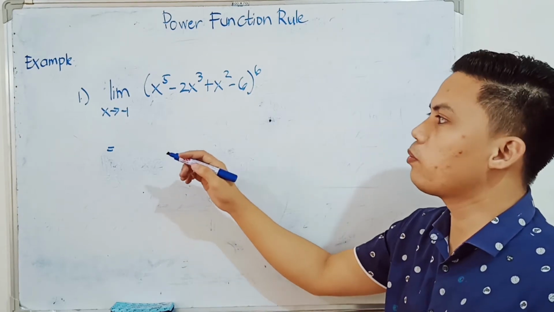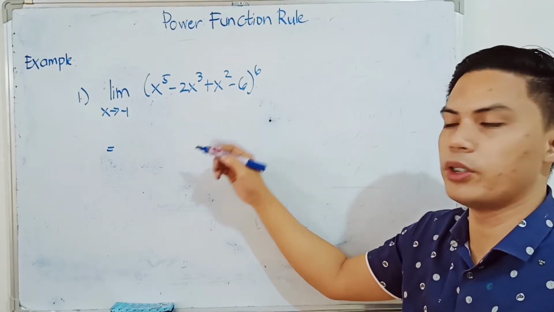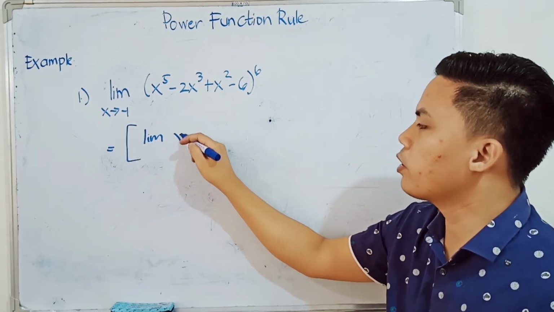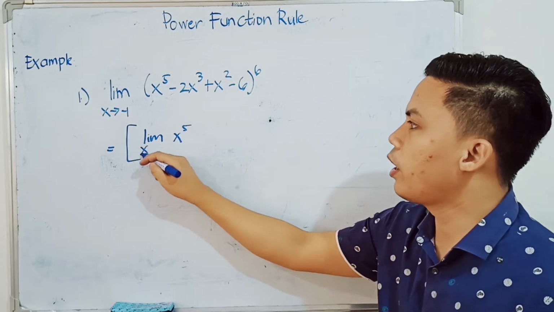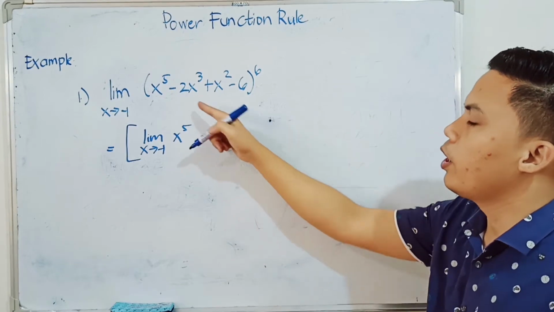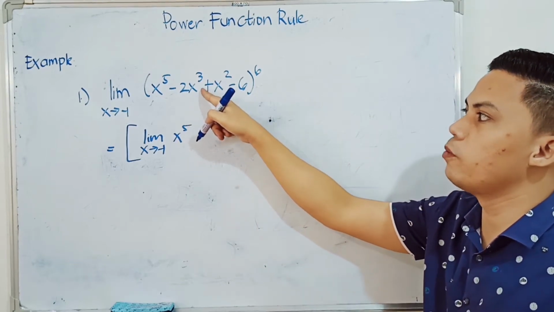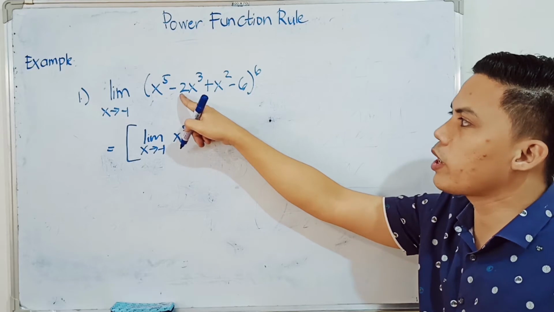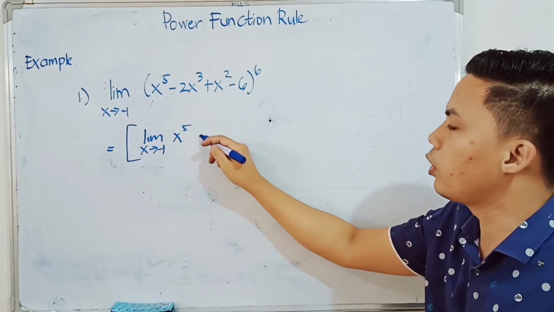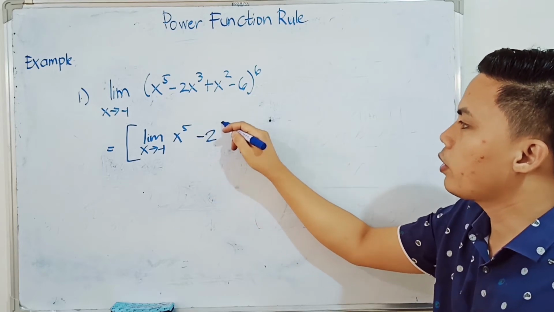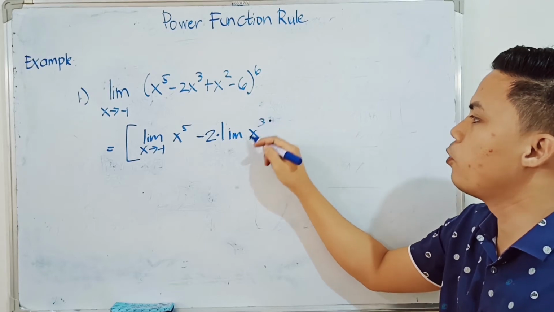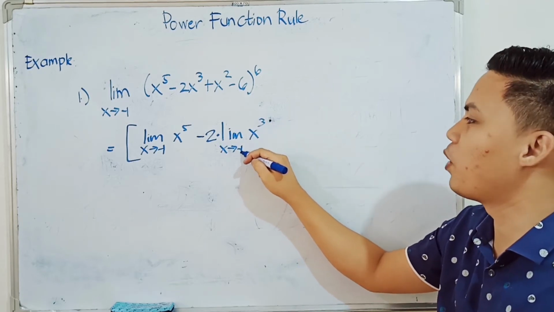So, to solve this one, kukunin natin yung limits ng bawat term. So, we will have the limit of x raised to 5 as x approaches to -1. So, iisa-isahin na natin sila para hindi tayo malito. Then, we have the limit of -2x cubed. As we all know, we have here a constant and a function. So, pwede natin i-factor out yung constant na -2. So, it will become -2 times the limit of x cubed as x approaches -1.